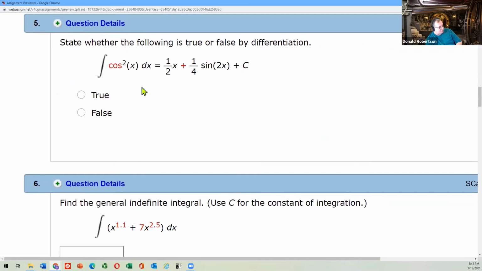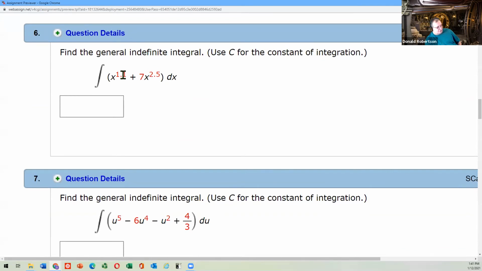So here's our first indefinite integral. You're not even being asked to do anything except to say that that is true or that is false. And it says you're going to do it by differentiation. And you might think, wait a minute, we're integrating. How can I check something by differentiation? Well, what you need to do is differentiate this guy. And if he equals that guy, you will say true.